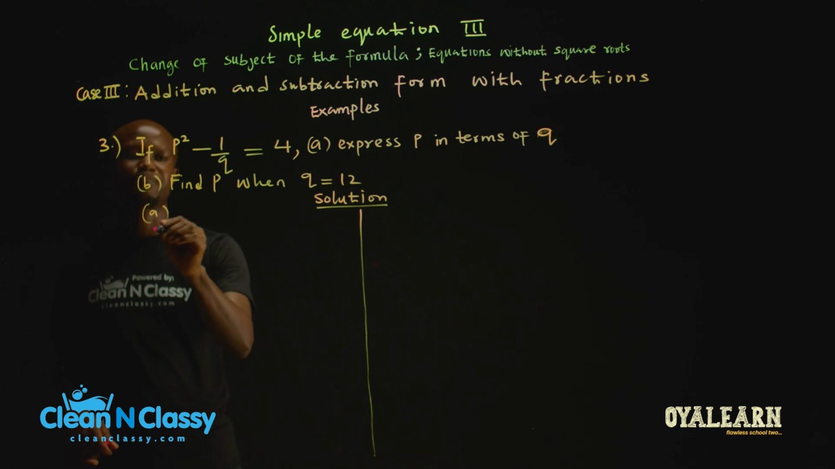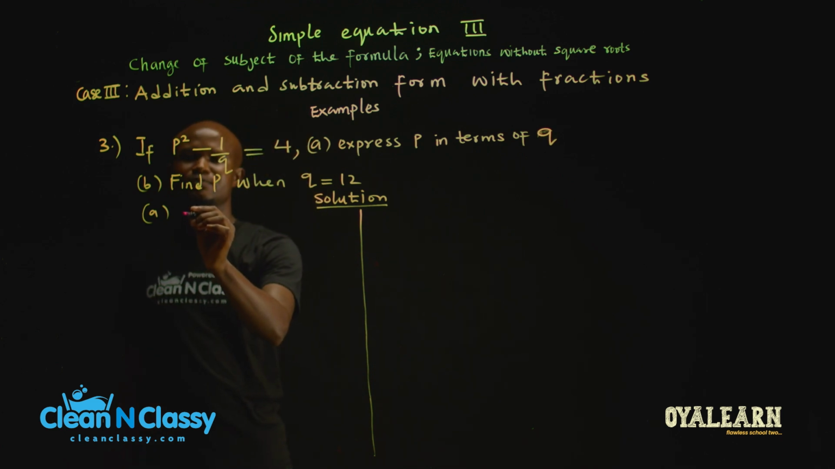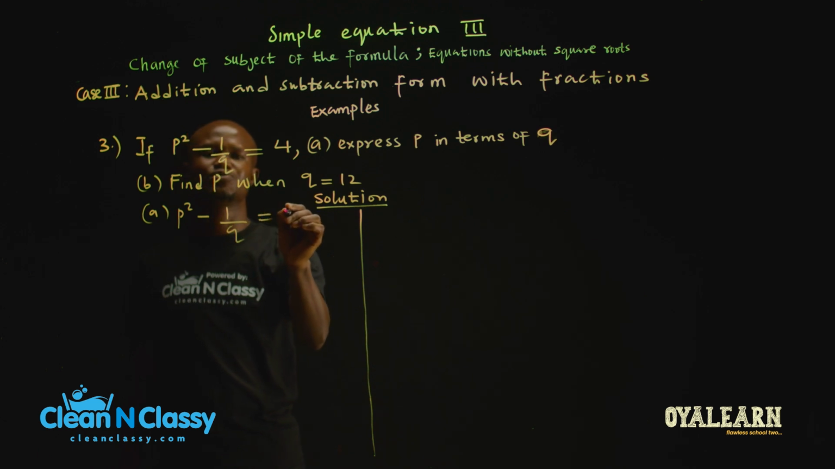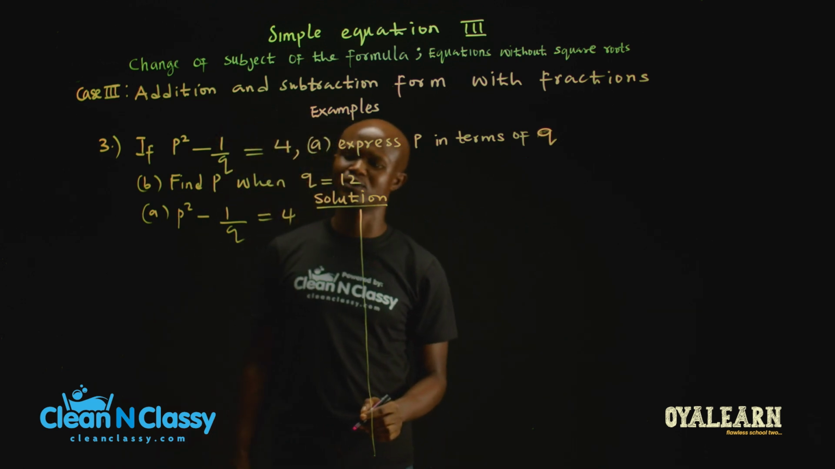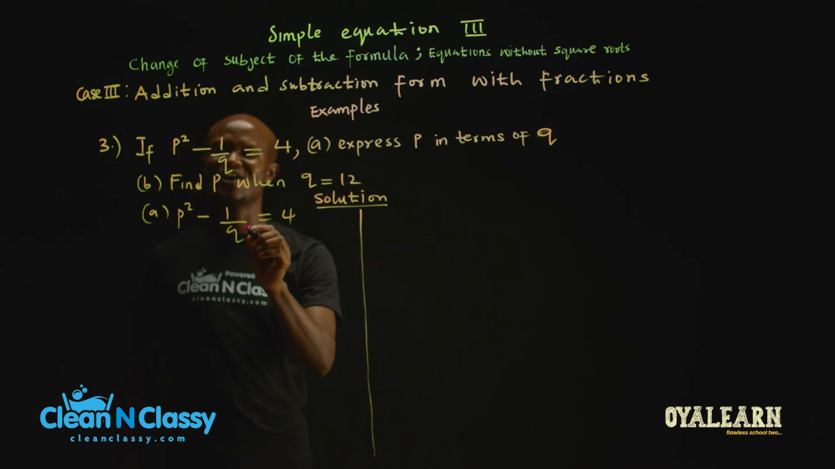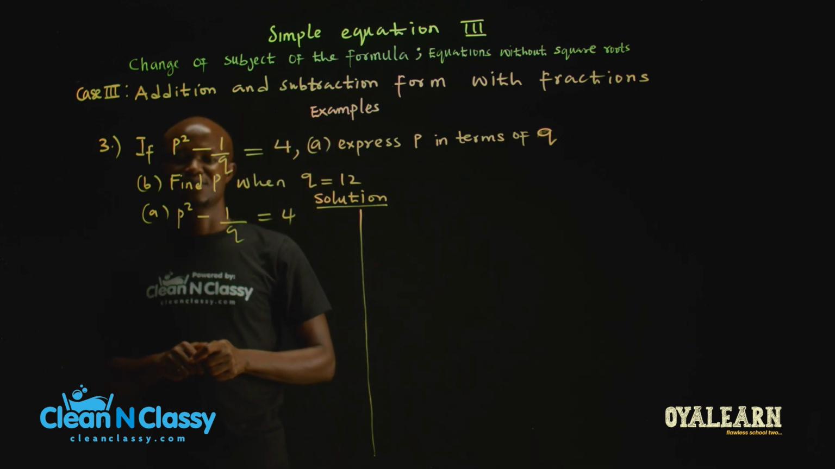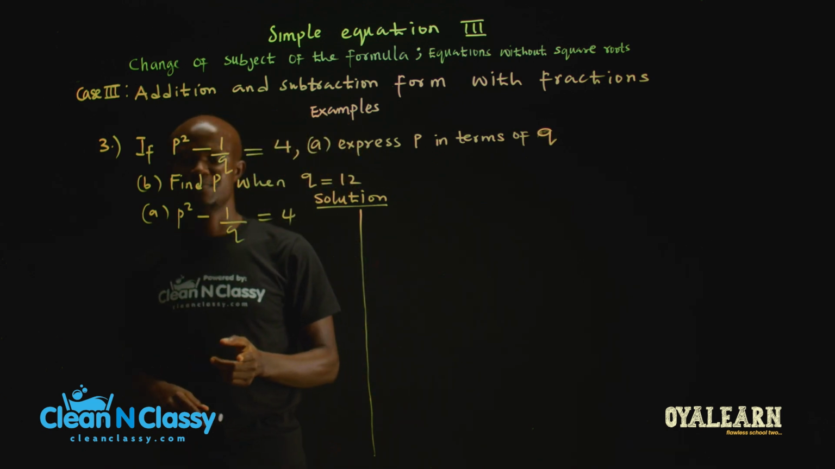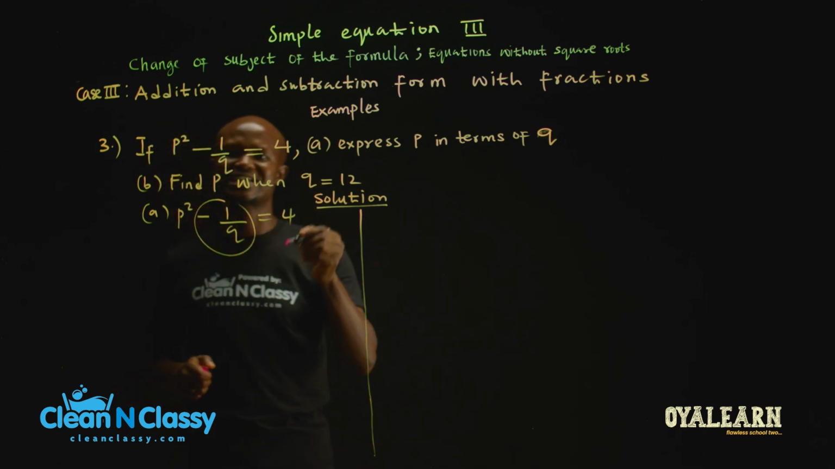Solution to the A part of the problem. Now we have p squared minus 1 divided by q is equal to 4. I want to make p the subject of the formula. So the first thing to do is to ensure we transfer any expression that is not a function of p from the right to the left or from the left to the right. But here now, we have minus 1 over q. We are going to transfer this to the right hand side.